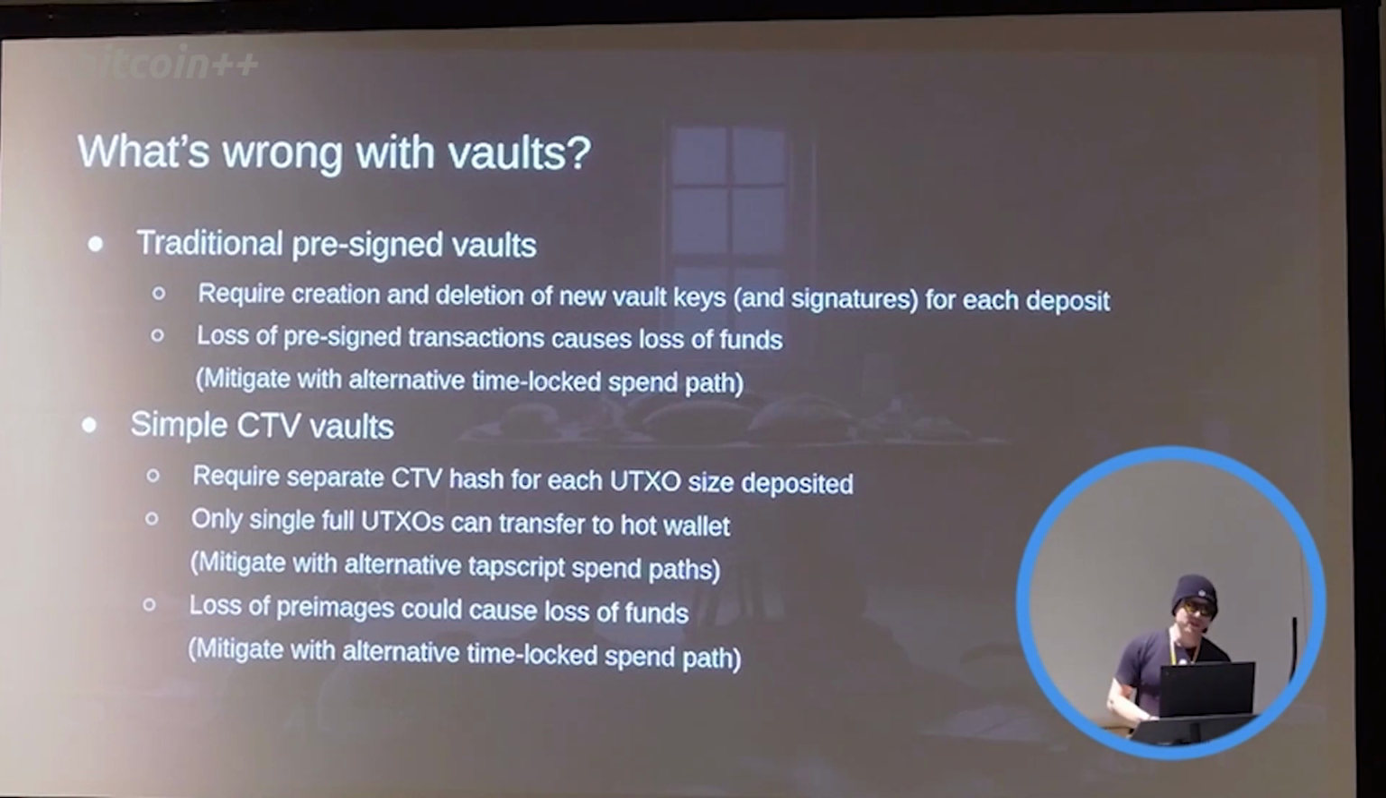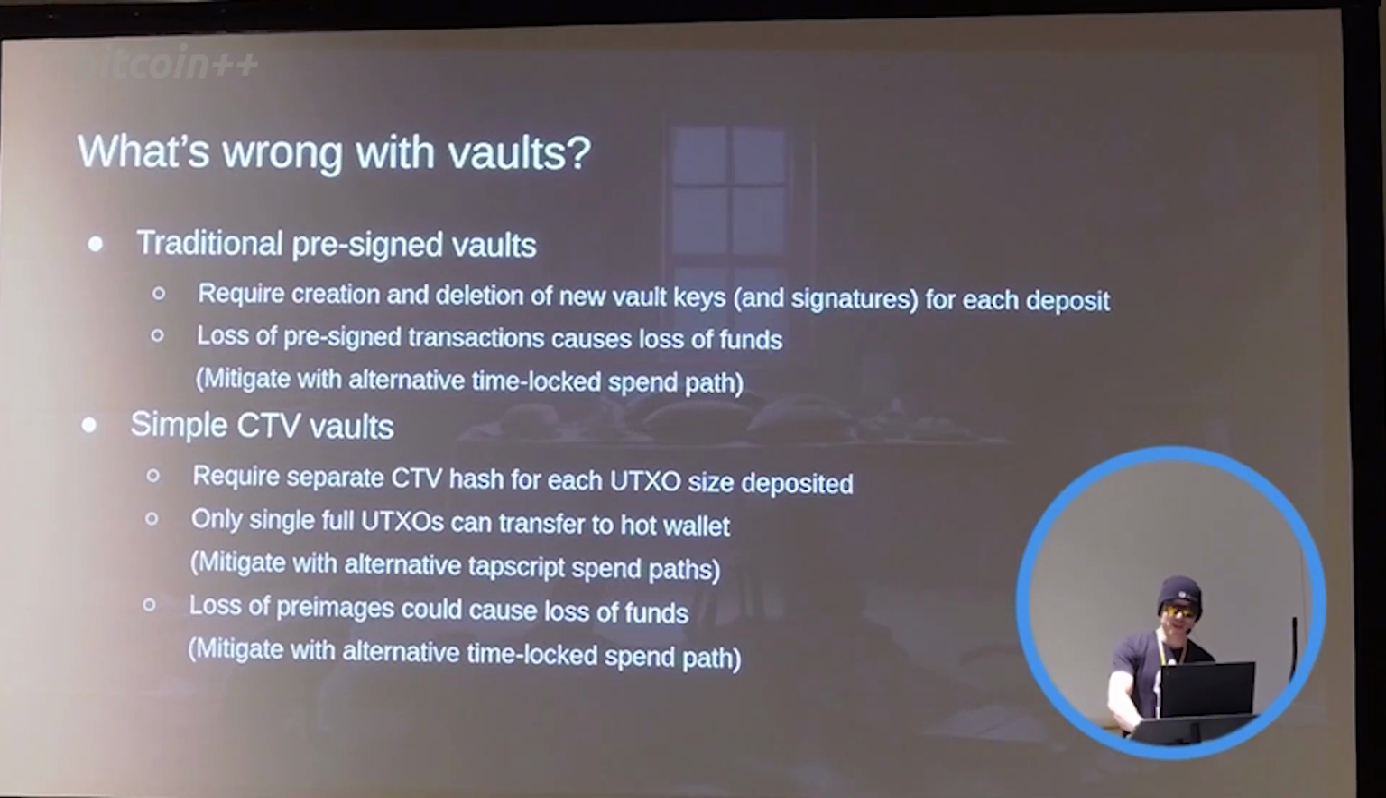And with both of these, there's some data that you have to hold on to be able to spend the things. You have to have the transaction pre-images for CTV. That's maybe easy. Those could be something you could regenerate. The pre-signatures, if you lose those pre-signatures, money gone. All right. Can we make better vaults?